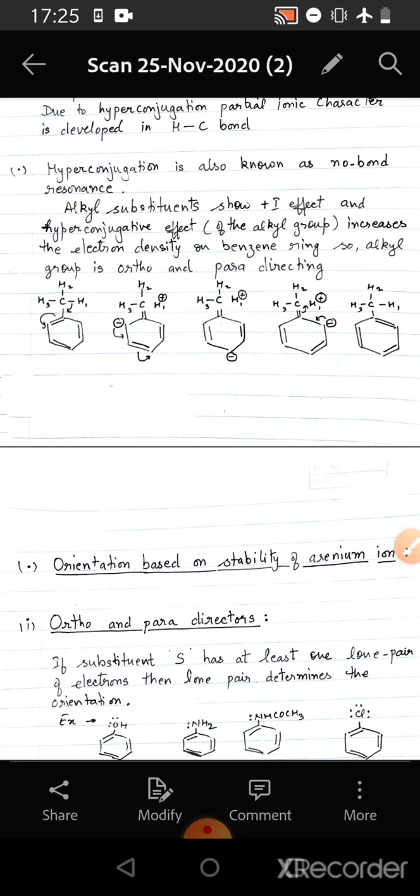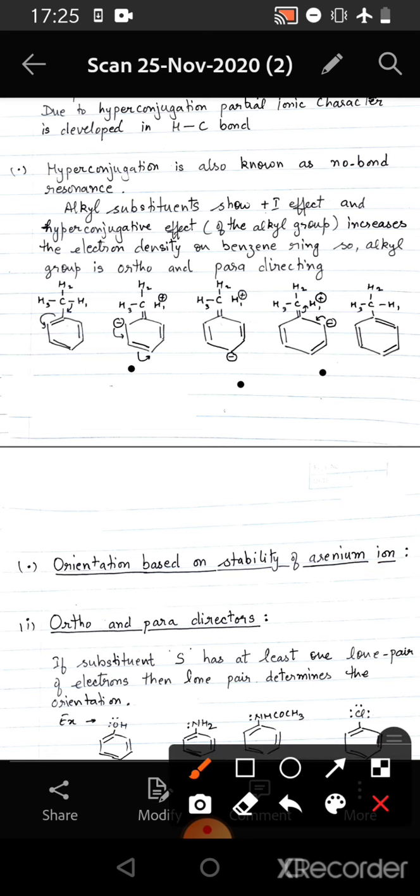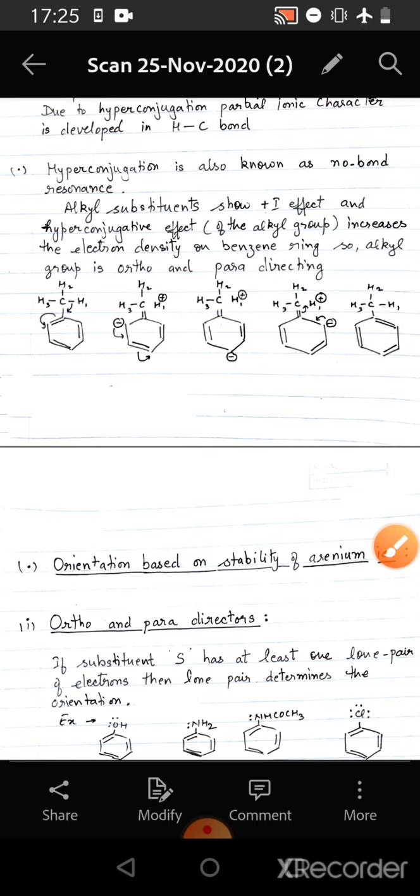So in all, neutrality is obtained, and this is known as the hyperconjugative effect. And we see that in these three resonating structures, there is no bond between the carbon of the methyl group and this first hydrogen atom. Hence this is known as no bond resonance.